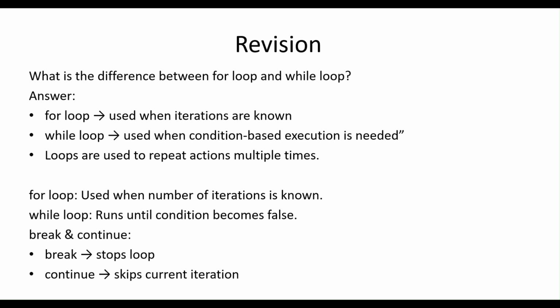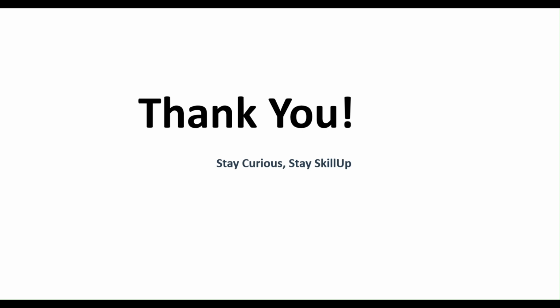To summarize, when iterations are known, we go for a for loop. When we want to repeat the loop based on a condition, we go for a while loop. When I say break, it stops the loop. When I say continue, it skips the current iteration. So this is a quick revision of what we learned today.